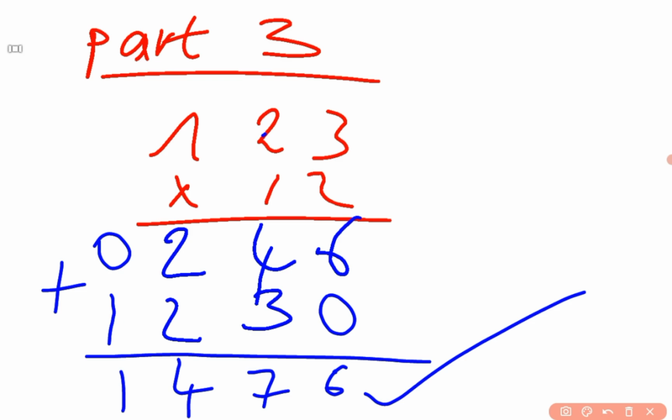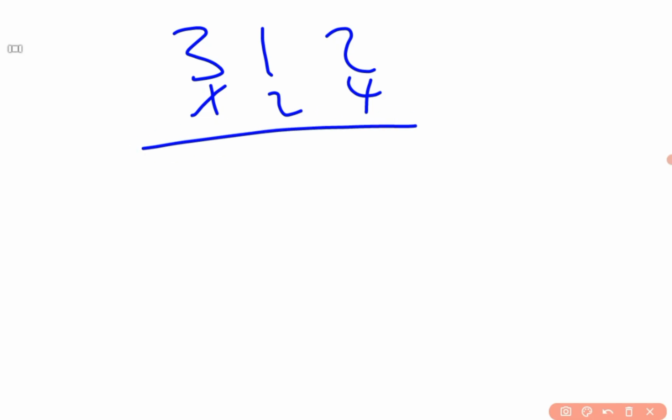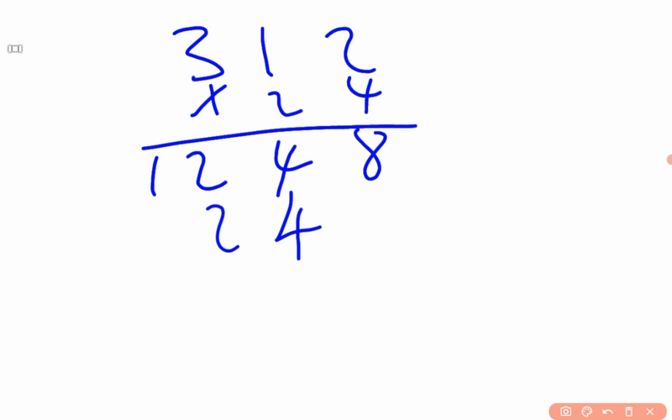I'll take another example. Let's take a number like 312 times 24. So we'll simply put the number. We start with 4. 4 times 2 is 8. 4 times 1 is 4. And 4 times 3 is 12. Now we come to 2. And when we come to 2, remember, 2 times 2 is 4. This is where we're writing it, because we're now working with 2. Now 2 times 1 is 2. And 2 times 3 is 6.